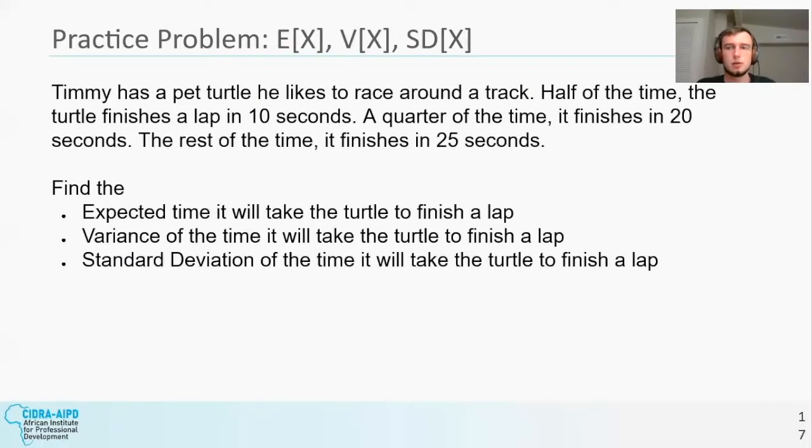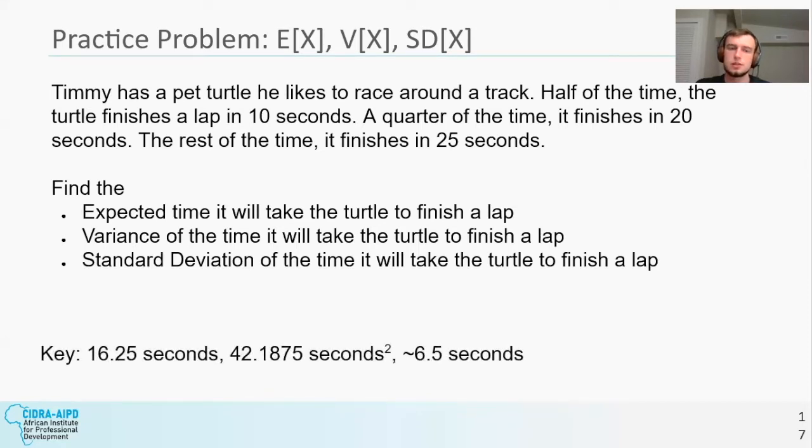All right, so I'd like to go ahead and give y'all a practice problem. Someone has a pet turtle that likes to race. Half the time it finishes the lap in 10 seconds, a quarter of the time it finishes in 20 seconds, and the rest of the time it finishes in 25 seconds. I'd like y'all to compute the expected time it would take the turtle to finish the lap, and then the variance and standard deviation of that time. So go ahead and pause the video and work that out. I'm then going to show the solution, and for the method, you can refer back to the earlier slides.